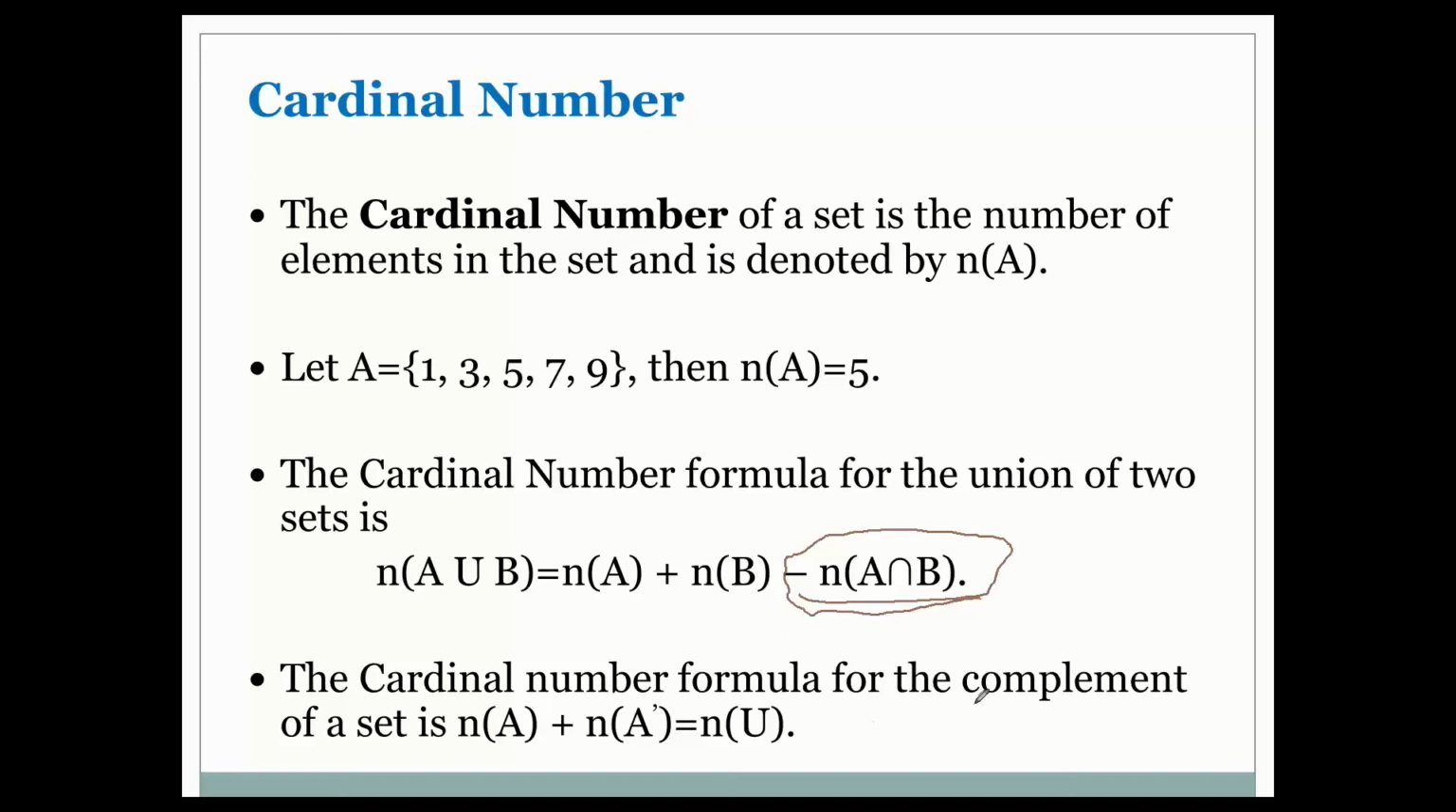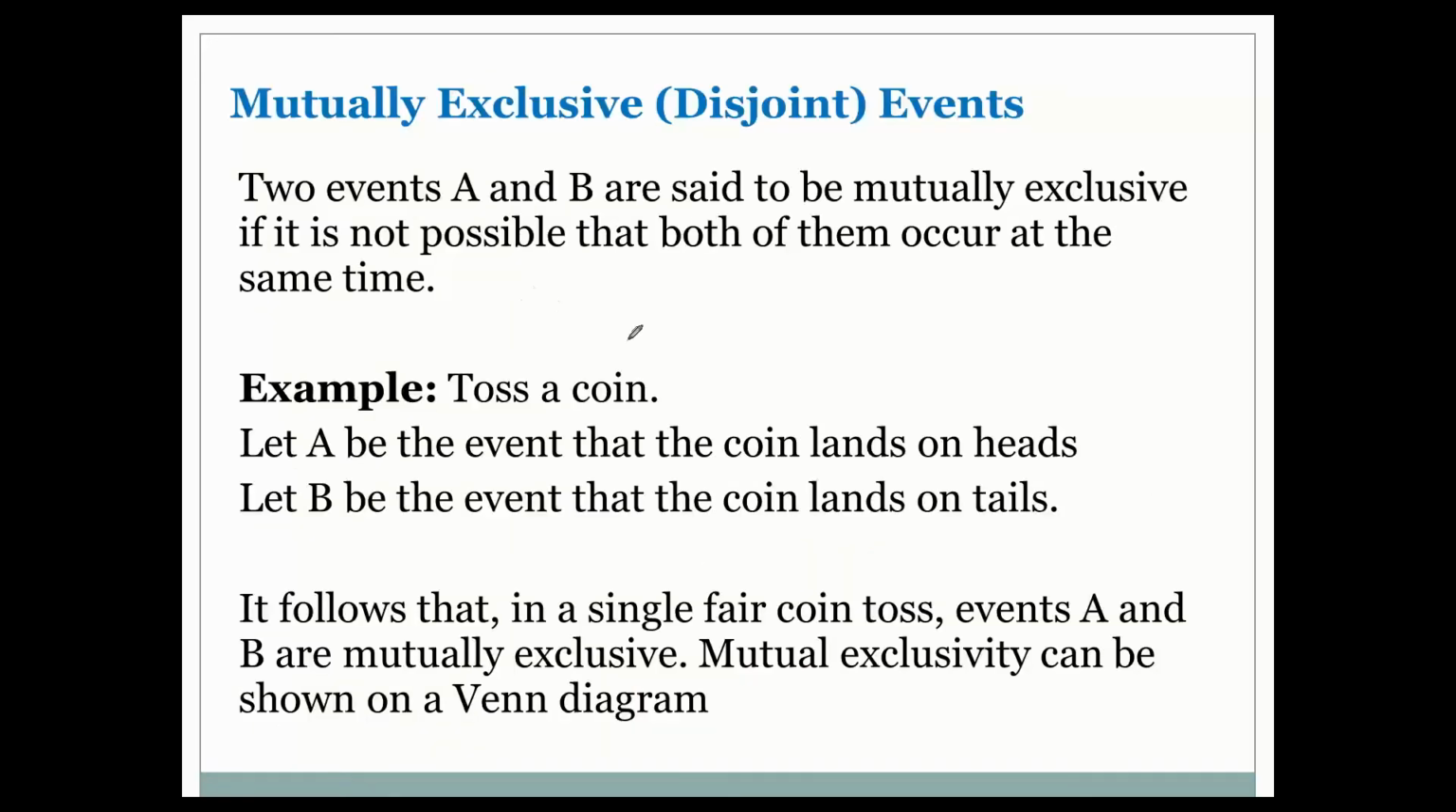The cardinal number formula for the complement of a set is going to be the number of elements in A plus the number of elements not in A, A complement, and that's going to give us our universal set. So it's everything that's in A plus everything that's not A, that's everything in that sample space or universal set. So let's look at mutually exclusive and disjoint events.